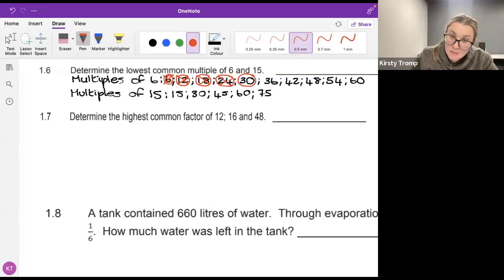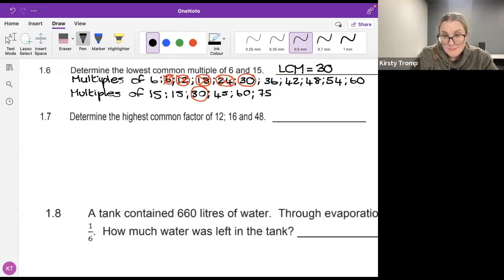Then I see 30. Do I see 30 in the multiples of 15? Ding, ding, ding, ding, ding. Yes, I do. So what will be my lowest common multiple? My lowest common multiple of 6 and 15 will be 30.